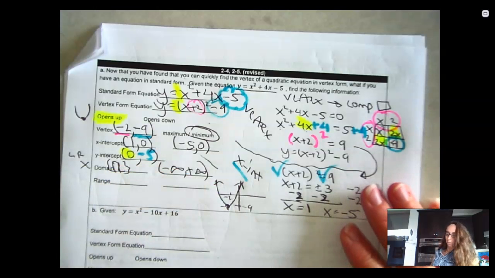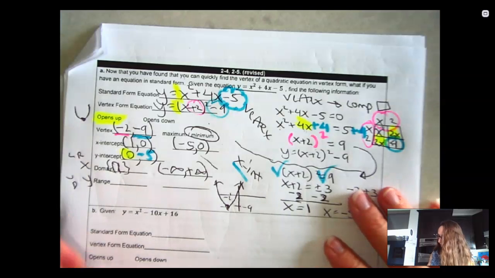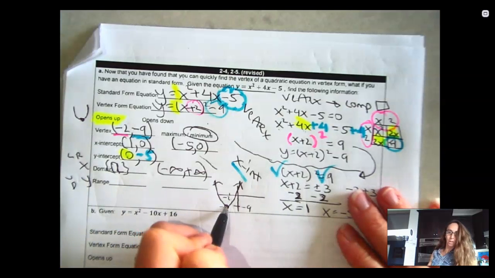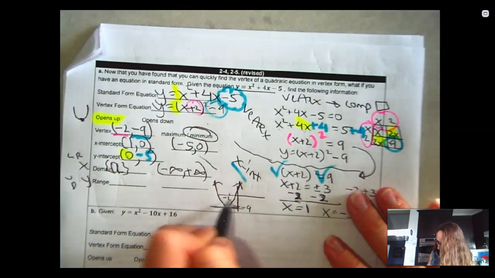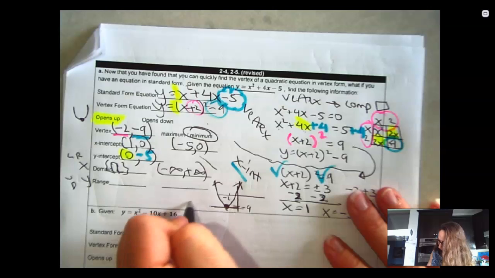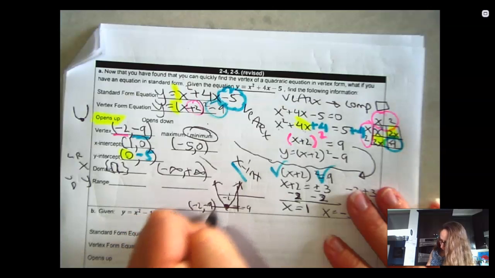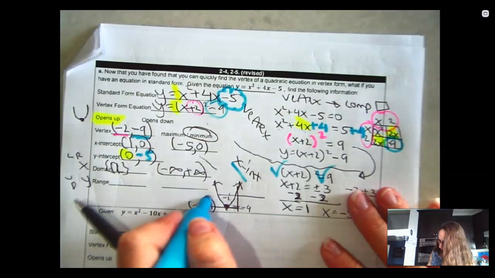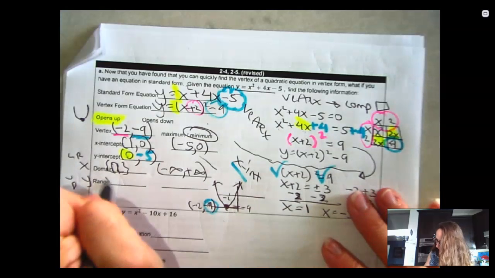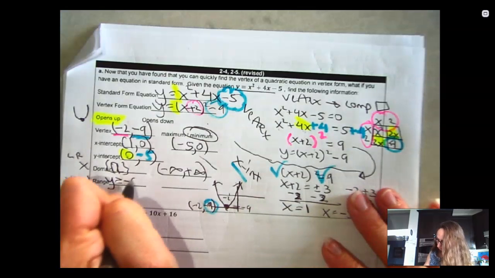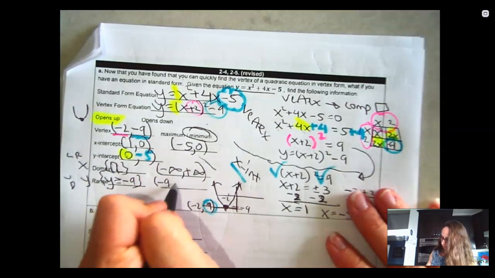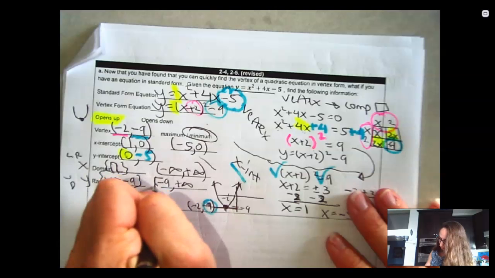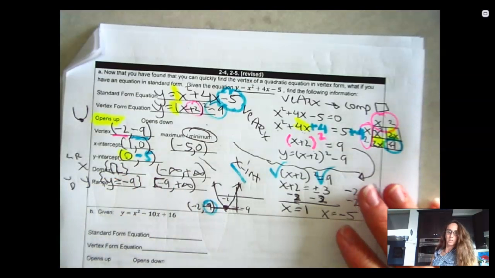The range is everything up and everything down. The problem is it's only going up. It's not going down. So it's starting here and going up. What value is that? It's the y value. So what I'm saying is y is greater than or equal to negative 9, bracket negative 9, positive infinity, parenthesis.